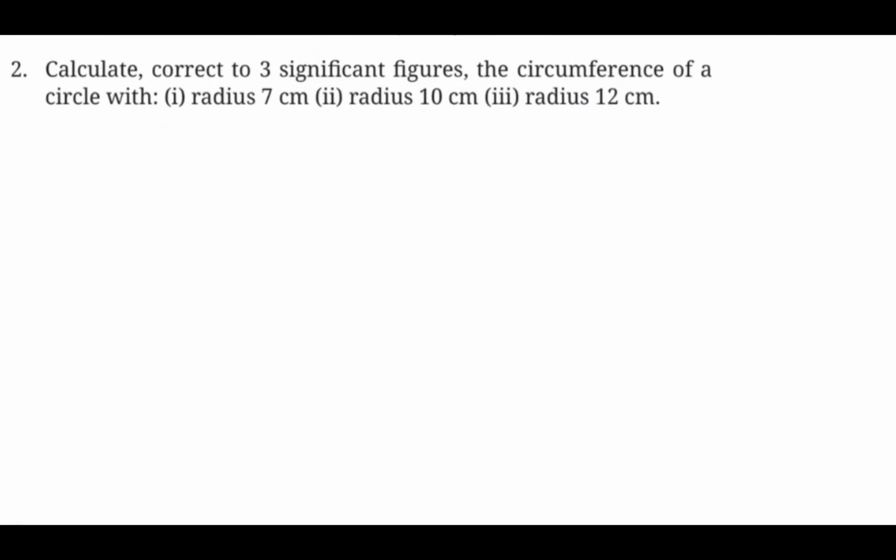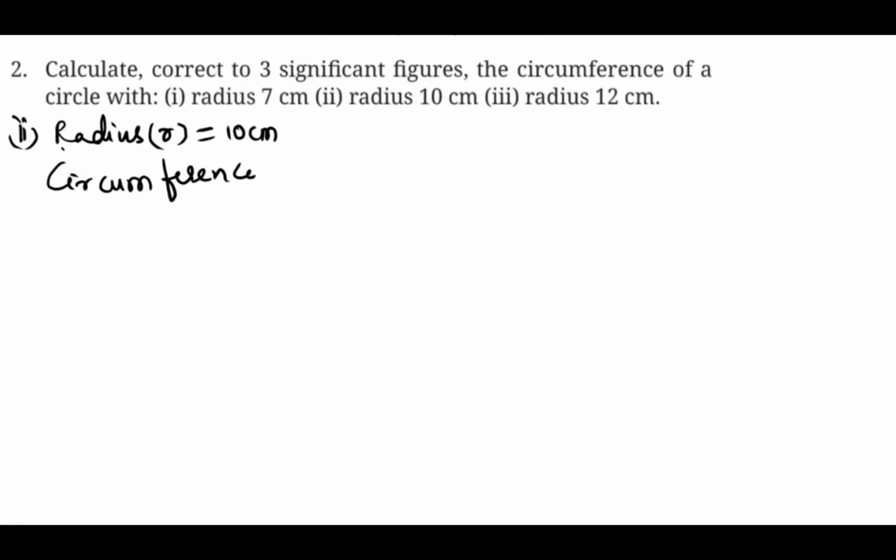Okay, now let's do second bit. So radius is 10 centimeter. So we know that circumference is 2 pi r. Okay, so 2 and pi is 22 by 7 and r is 10. So here we can multiply. 2 into 22 is 44, into 10 is 440 upon 7.